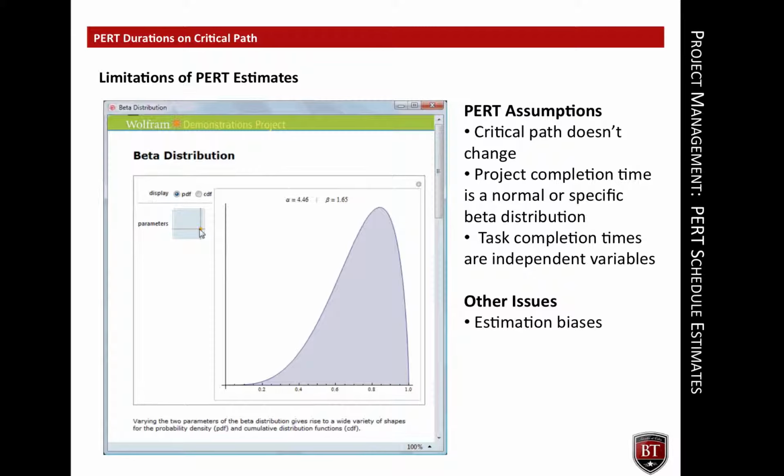3. Task completion times are random independent variables. If the root cause of a delay in completing one task affects another task, the assumption of independence is false. Finally, it has been shown in numerous studies that people underestimate the time it takes to perform work. People consistently underestimate the worst case or pessimistic estimates, and they consistently underestimate how long it will take to perform a task that they are assigned to do.